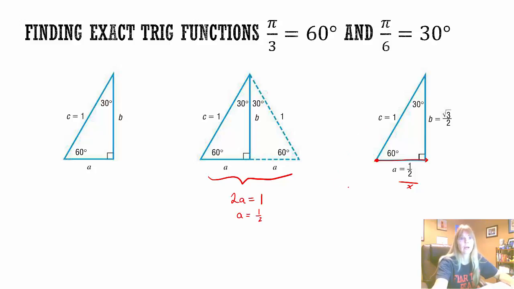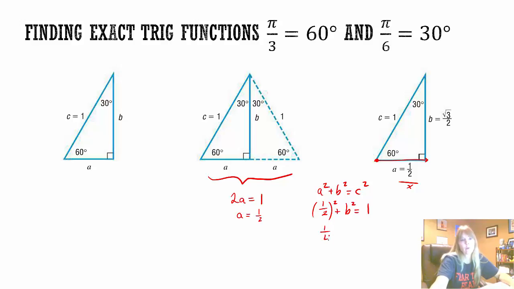There's that dude again, right? That says a squared plus b squared equals c squared. I just found for you so nicely a, and I know c is 1. So I can take and solve this.